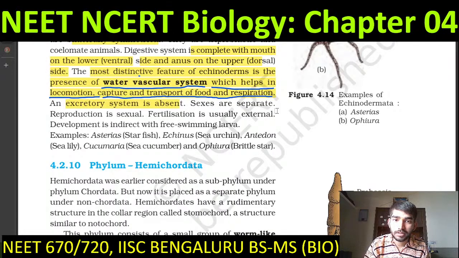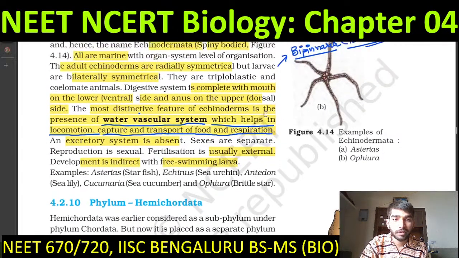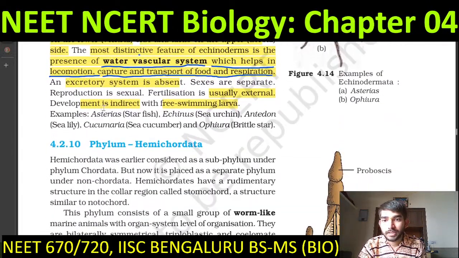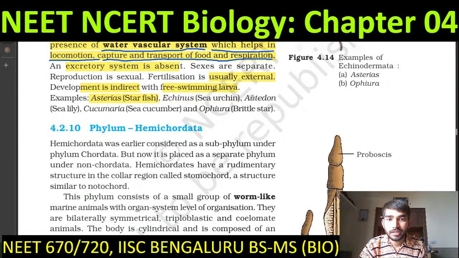The sexes are separate. Reproduction is sexual, fertilization is external. Both the gametes go out, fuse, and form a new organism outside, without being present on the parent's body. Development is indirect through larval stages, a free swimming larva, the bipinnaria larva. Asterias is starfish, in the name you can see asterias, like a star. Echinus is sea urchin. Antedon is sea lily. Cucumaria is sea cucumber, from the name you can remember cucumber. And Ophiura is brittle star. All these examples you should know.